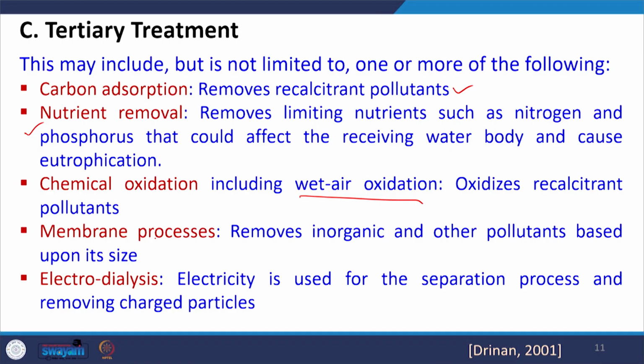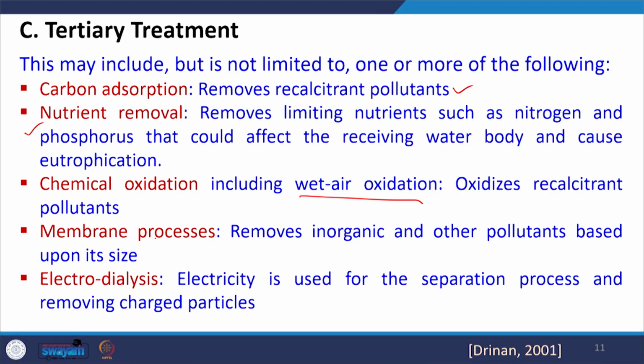They can also be separated out via membrane processes. Membrane processes remove not only organic pollutants, they can remove inorganic and other pollutants based upon size. So, membrane processes may be used, and these may be ultrafiltration, nanofiltration, pervaporation, etc. Then reverse osmosis is one of the most common methods used under membrane processes. Then electrodialysis can also be used for separation. In the electrodialysis method, electricity is used for the separation and removal of charged particles.